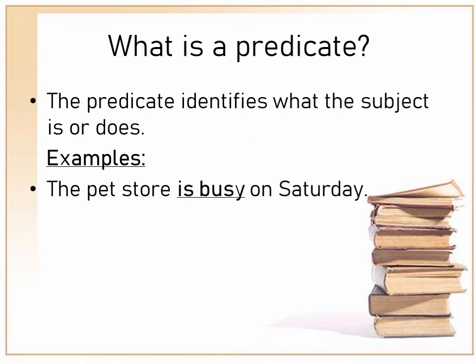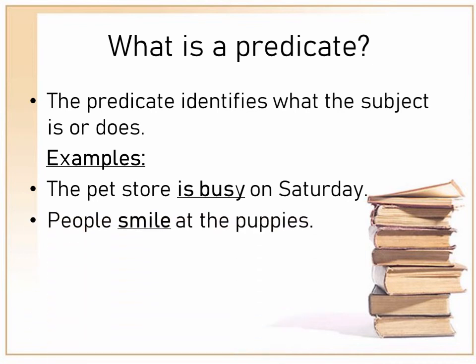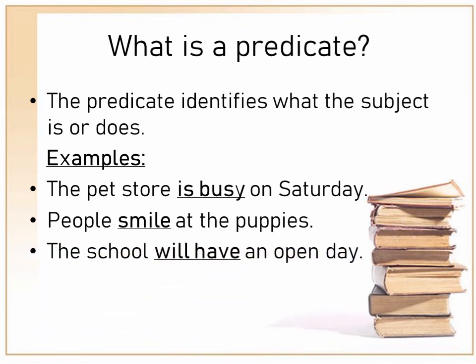Let's see some examples. The pet store is busy on Saturday. What's wrong with the pet store? Is busy. That's the predicate or that's the verb. People smile at the puppies. What are the people doing? Smiling. They smile. So smile is the verb or the predicate. They're doing an action.